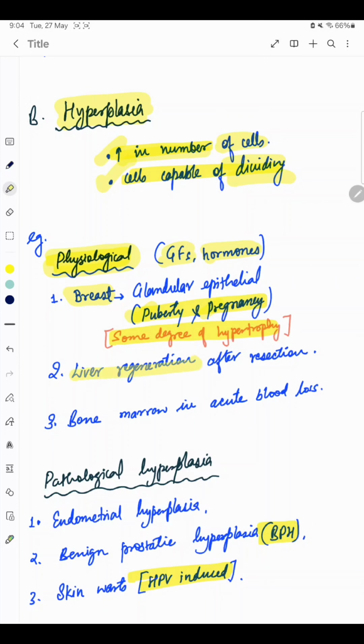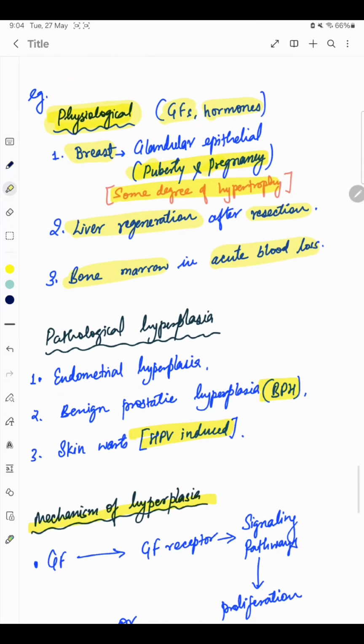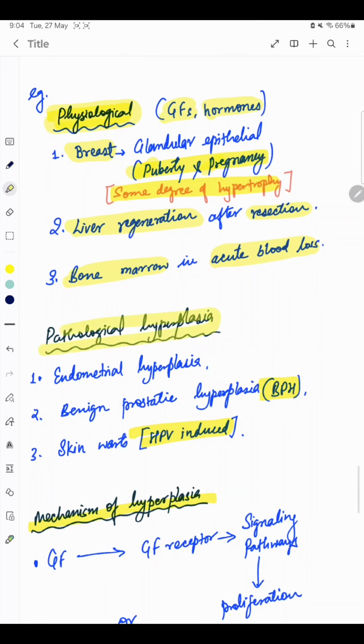Liver regeneration after resection is also an example of hyperplasia. Bone marrow also shows hyperplasia after acute blood loss. Pathological hyperplasia: endometrial hyperplasia, benign prostatic hyperplasia, skin warts, particularly HPV induced skin warts. So these are the examples of pathological hyperplasia.